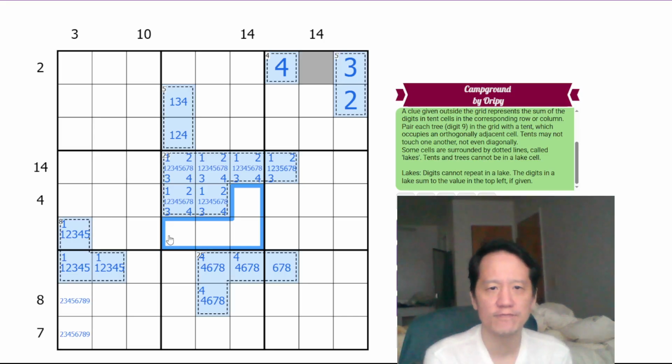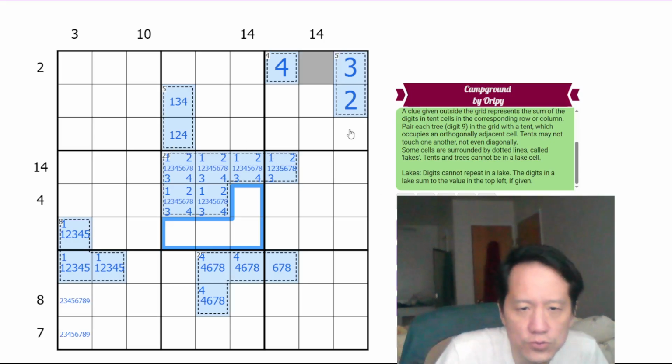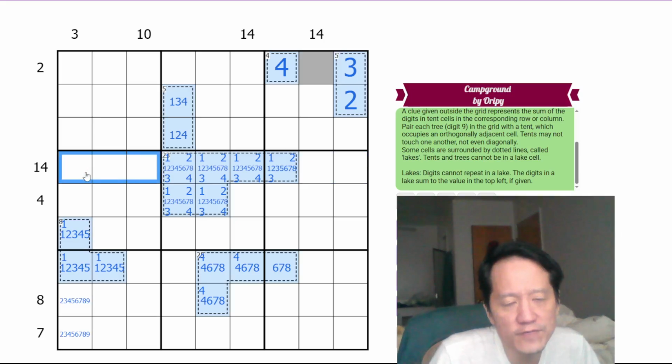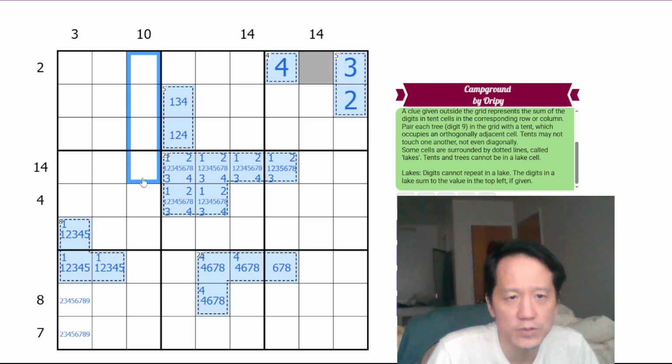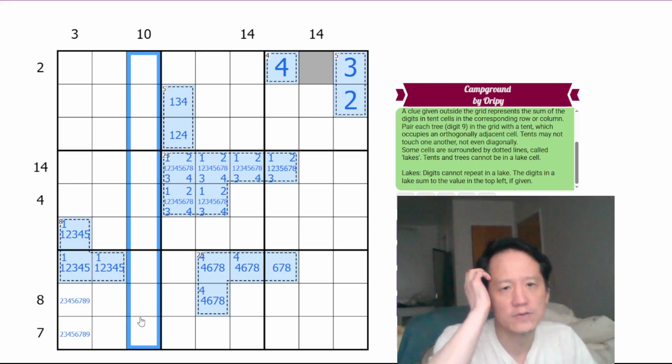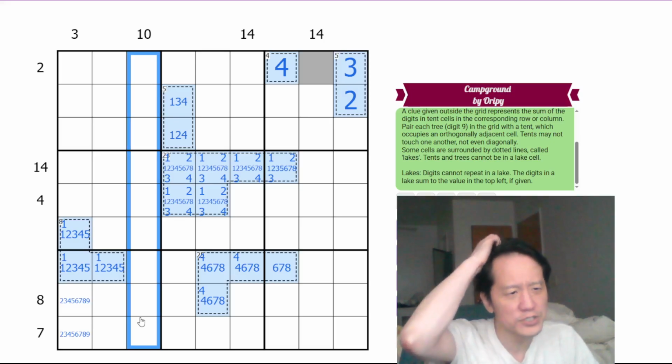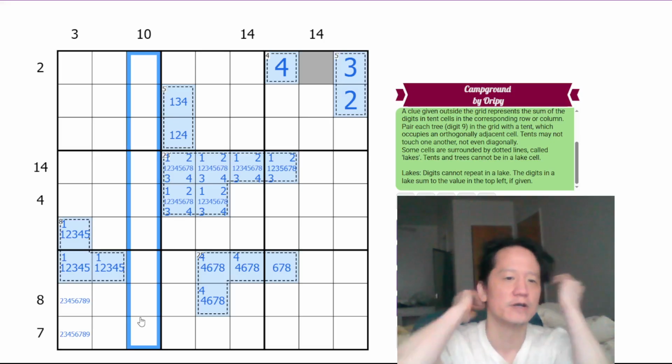But we have a lot of 14s and 4. We have a lot of 14s. So that means 2 out of these 5 must be tents. 2 out of these 8 must be tents. 2 out of these 7 must be tents. And 2 out of all 9 of these could be tents. So the question is, where could the tents be, right?